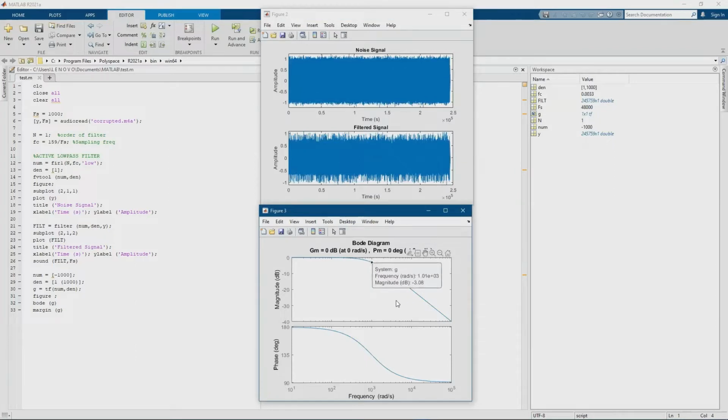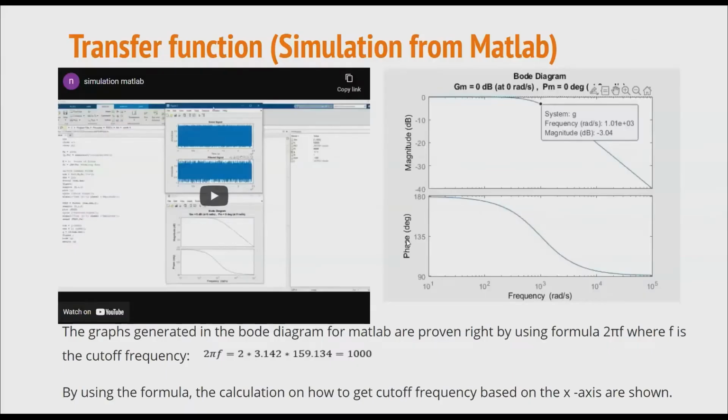You can move it here, and here you can see the frequency is at 1000. You got the frequency of 1000. So you can prove whether the generated graph is right or not by using the formula 2 pi f. You just replace the value of f with the cutoff frequency, so we get the answer. So we prove that the graph we got is correct. So that's all from me.